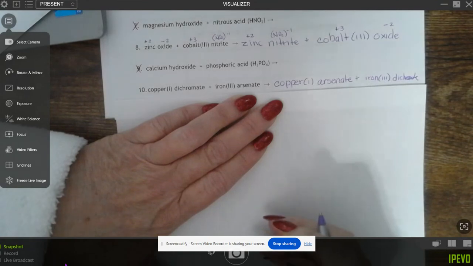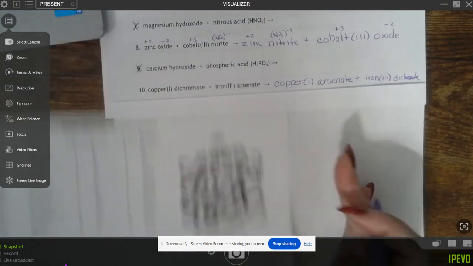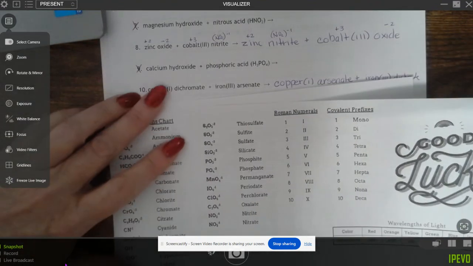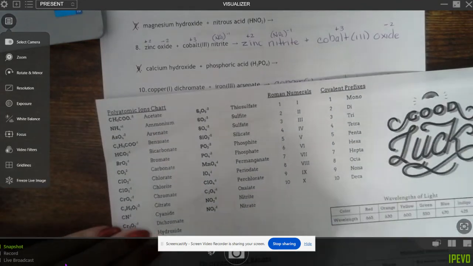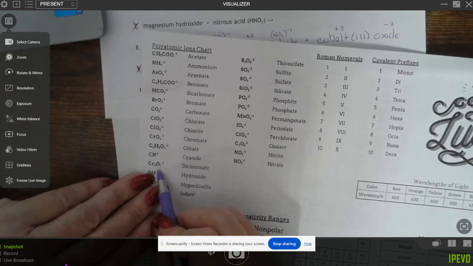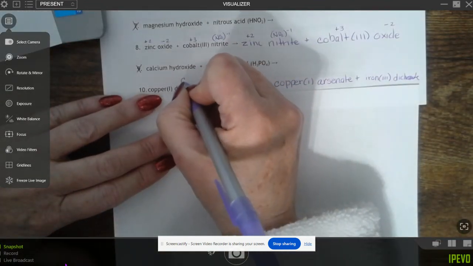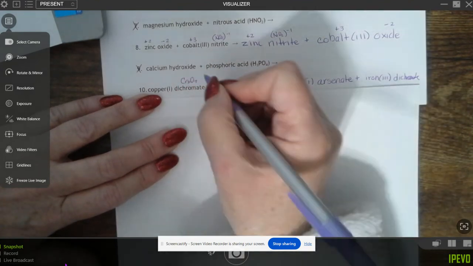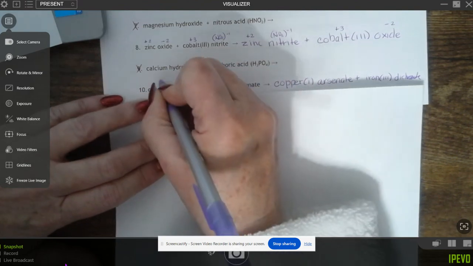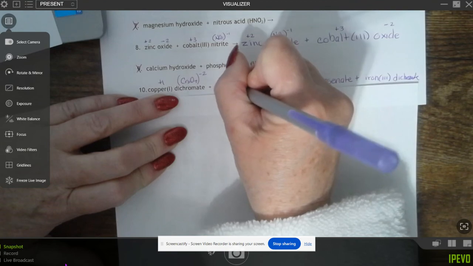All right, dichromate. Now, charges. These are some that aren't quite as familiar, and I don't want you to get confused by that di in dichromate. There is actually a polyatomic ion called dichromate, Cr2O7. Okay, so I'm going to write that up here, Cr2O7, and it had a -2 charge. So copper's +1, dichromate is -2, iron is +3.